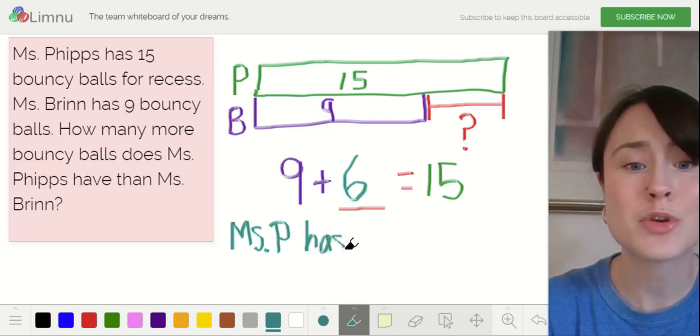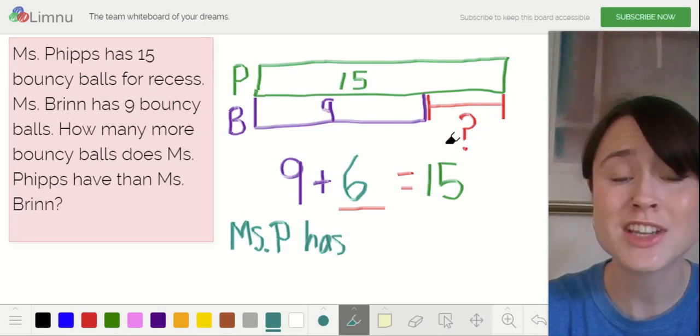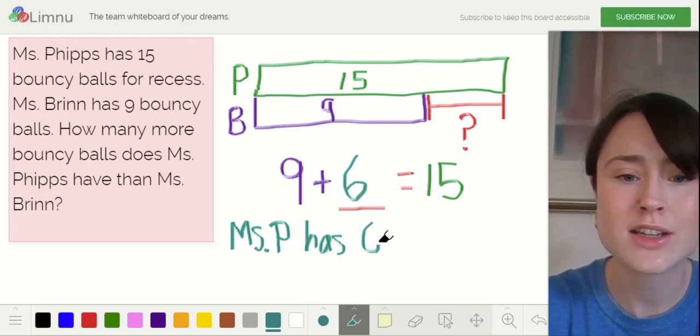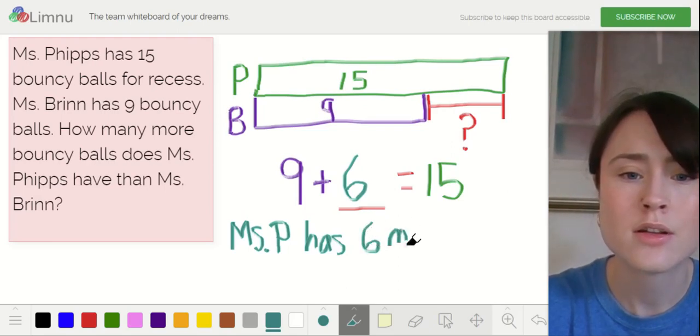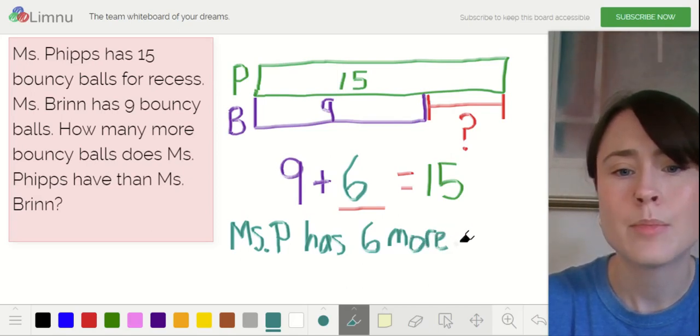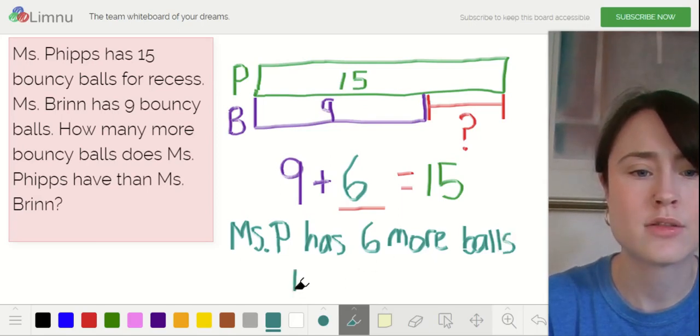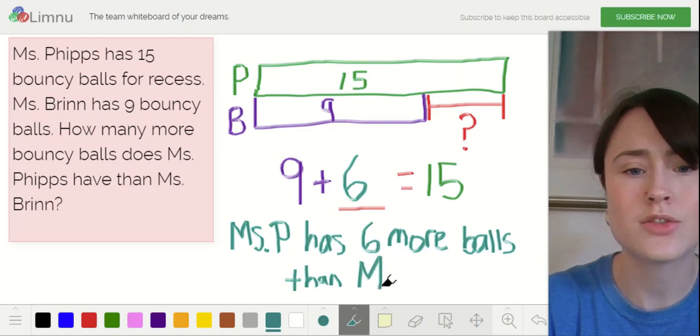All right. How many more bouncy balls did she have? What was this part that's different? That's right. She had 6 more. Has 6 more bouncy balls. I'm just going to write balls so that I have enough space. Has 6 more bouncy balls than Miss Bryn. All right, you try to use your neatest writing just like I'm trying my best.